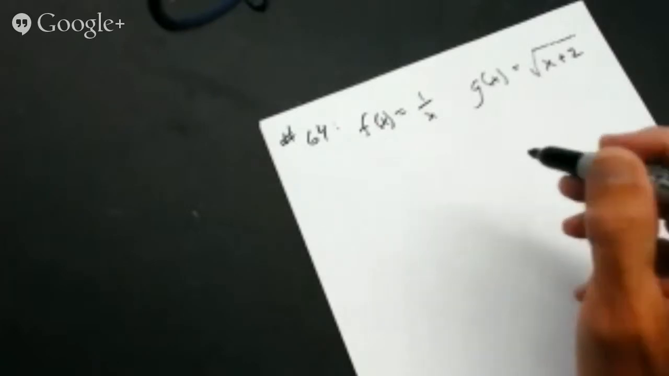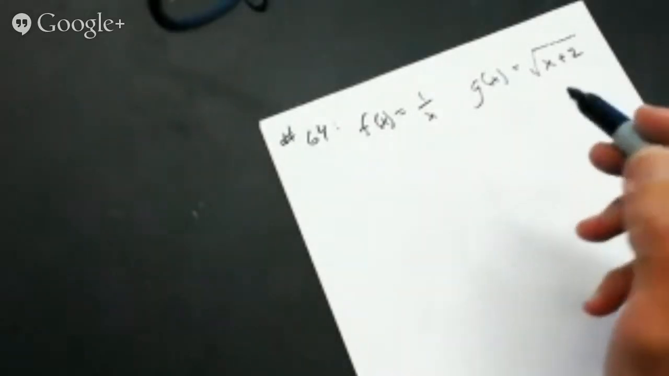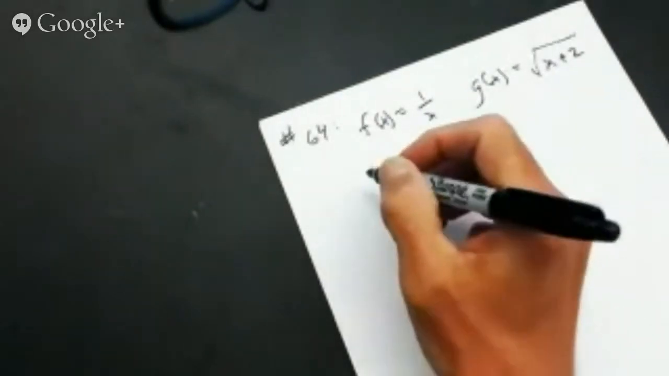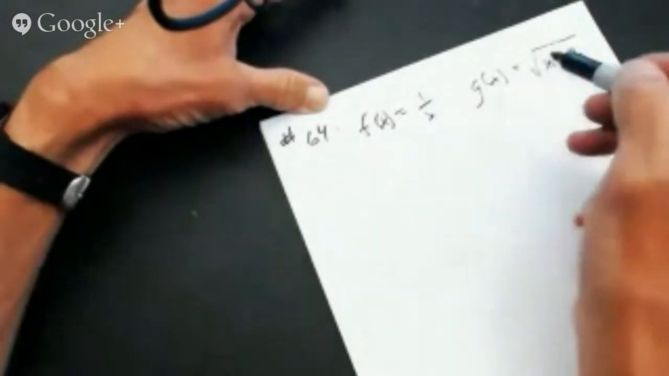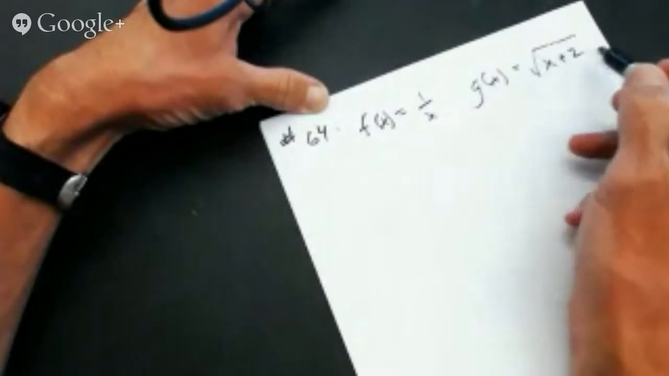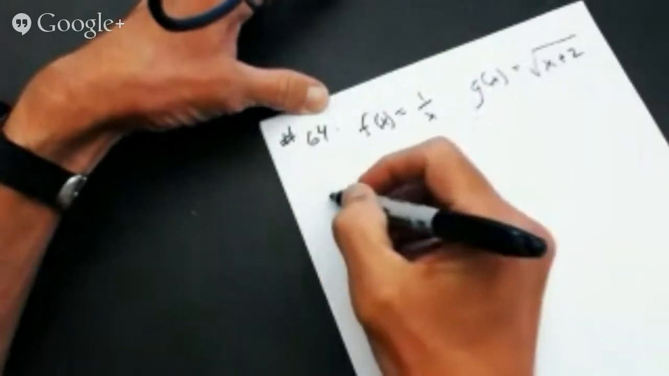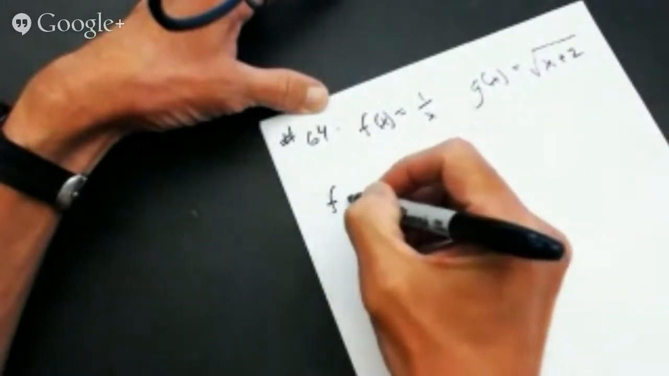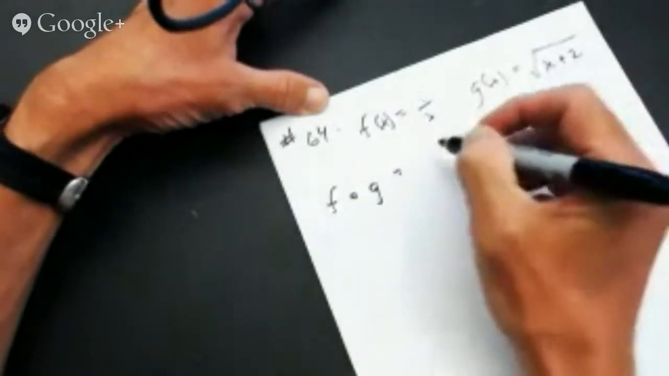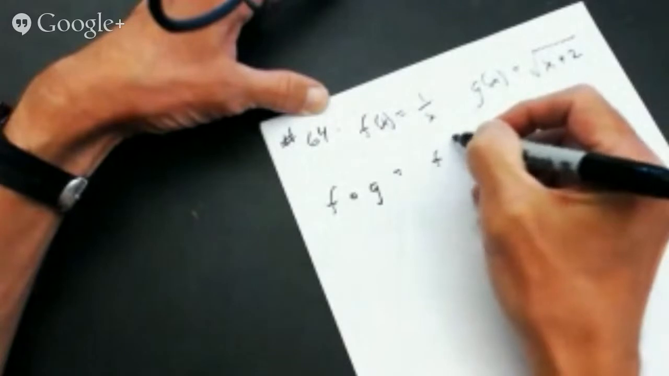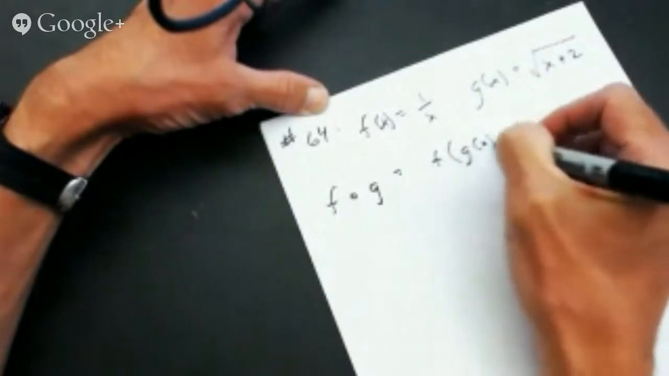Okay, this is problem number 64 in Larson's 9th edition calculus book, section P.3, number 64, how to compose functions. So we've got two functions, f of x is 1 over x, and g of x is the square root of x plus 2, and we want to compose the function f of g, which we're going to take as a convention means f parentheses g of x.